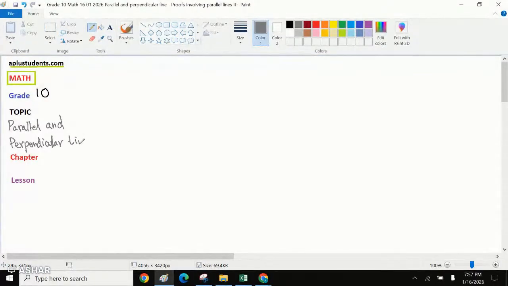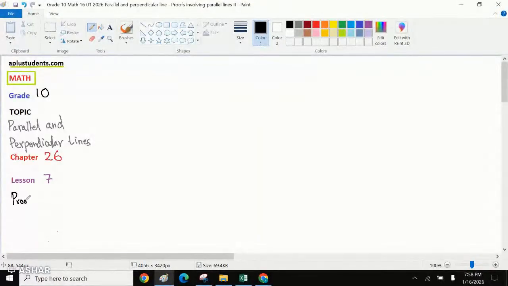Perpendicular lines. Okay, and I'll give you the chapter and the lesson. The chapter is 26 and the lesson number is 7. It's a continuation of the last lesson that we did. We will be considering more proofs today.